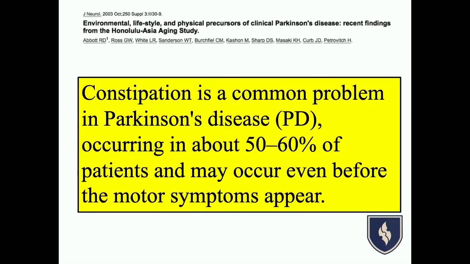Now, when you get tremor is when the protein aggregations that go up from the gut and from the olfactory bulb and the smelling pathways hit the substantia nigra deep in the midbrain. That's when you get tremor. So that whole process could be 10 to 20 years. Constipation is a common problem in Parkinson's disease, occurring in about 50 to 60% of patients. It may occur even before motor symptoms appear, 10 to 15 years before motor symptoms.